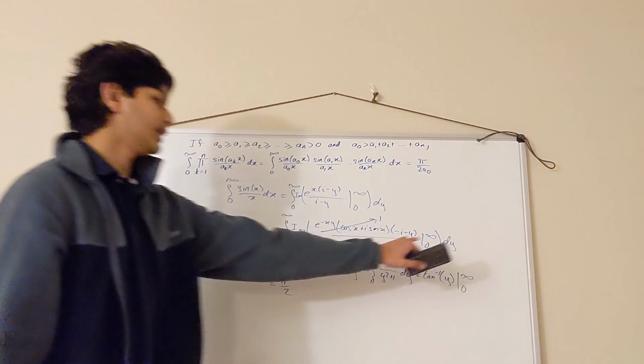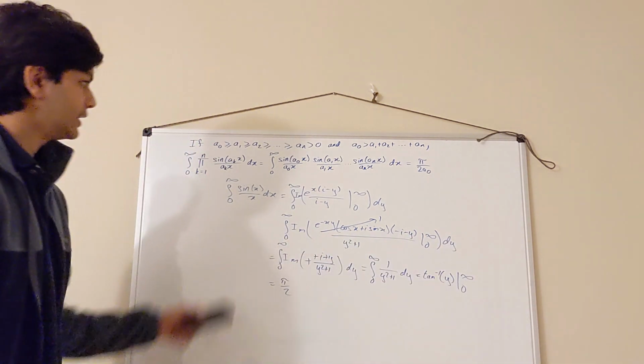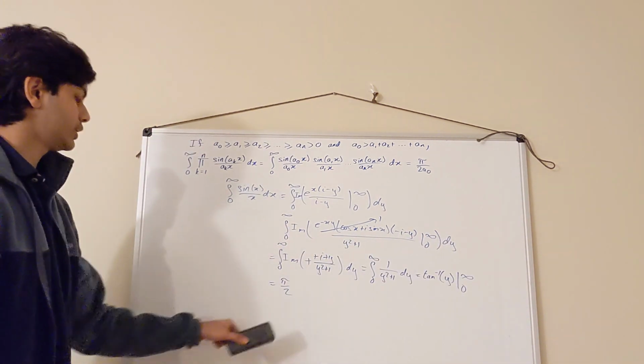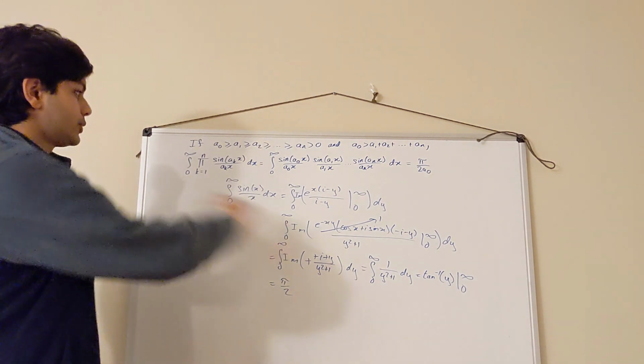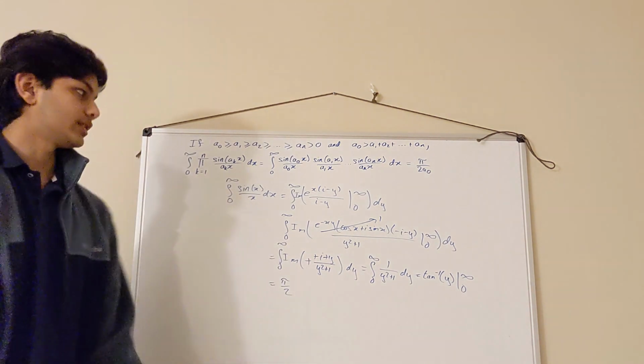So what you get is that this evaluates to pi over 2, and that proves our Dirichlet integral, that this integral is equal to pi over 2. So I'll clear the board, and then we'll get to the next steps of this proof.